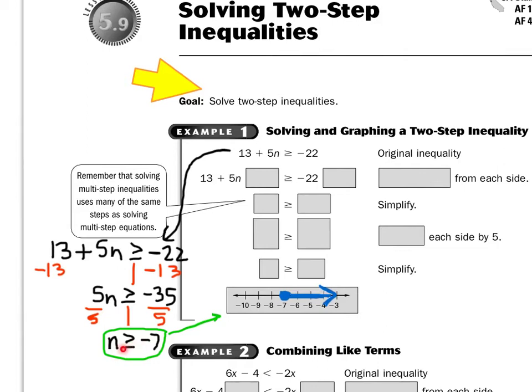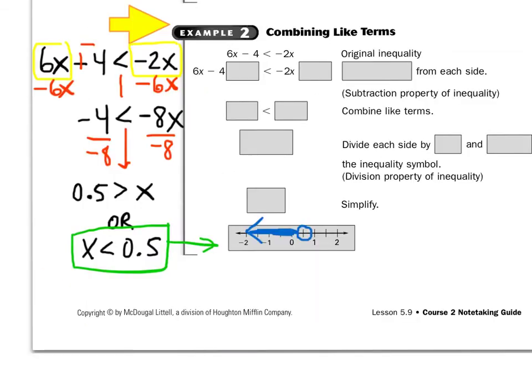So remember, because it could be equal to, I'm going to put a solid closed dot on negative 7, and then I'm going to shade everything larger, everything to the right. Okay, so take a look at example 2 with me.